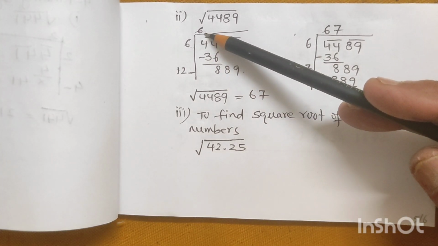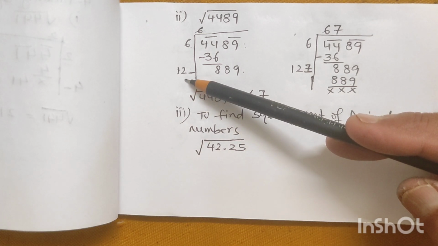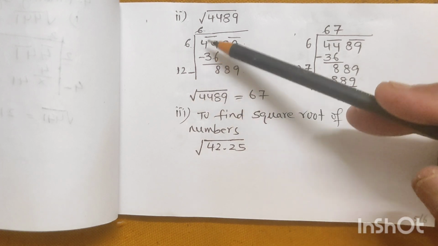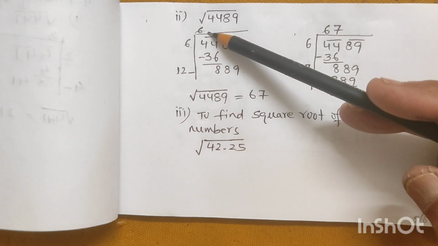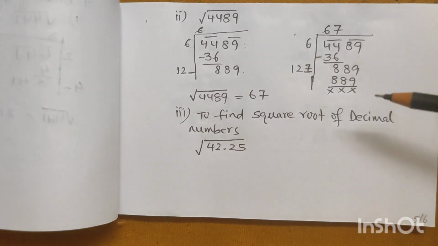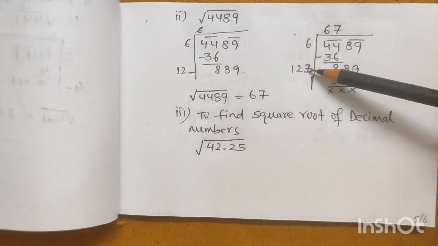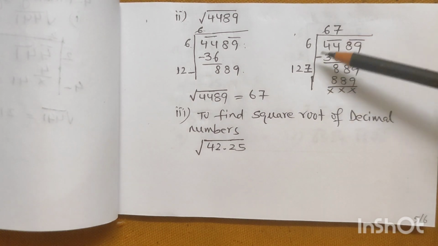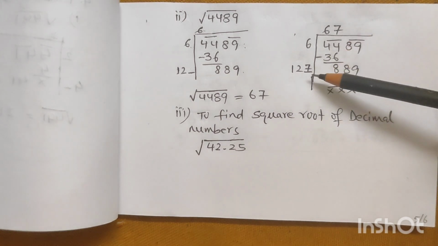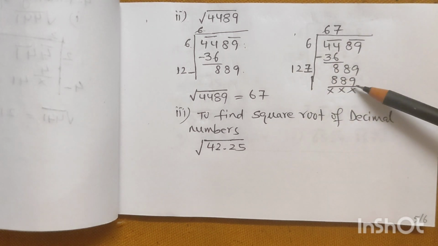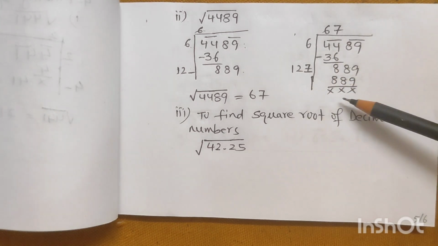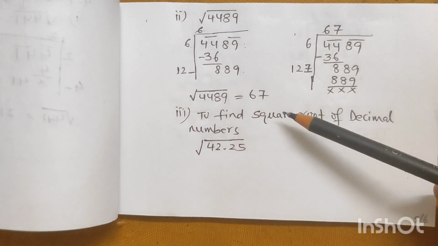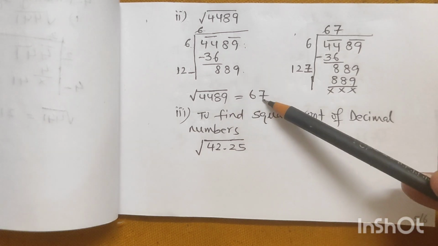Now we double this quotient, we get 12. Then we have to find a digit here, so that multiplying this number with the same digit which we put here, we get 889. See here, we have put here 7, so this number becomes 127. And we have put 7 here. This and this number digit has to be same. So 127 into 7 is 889. We get 0 remainder here. 67 is the square root we get. So under root 4489 is 67.